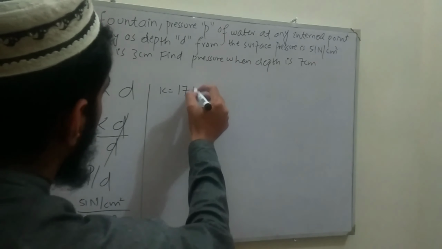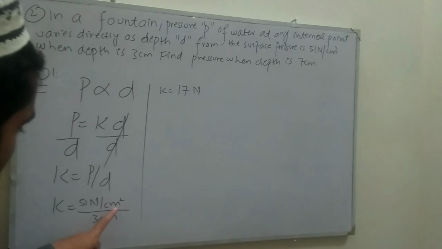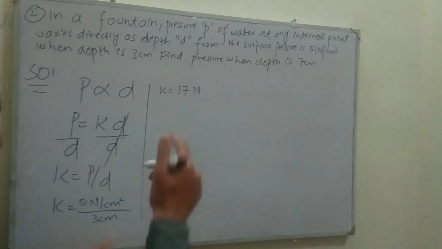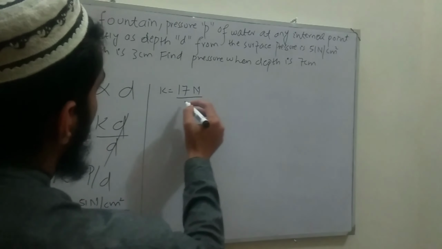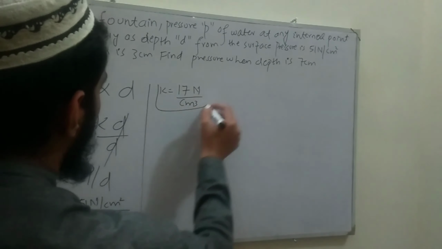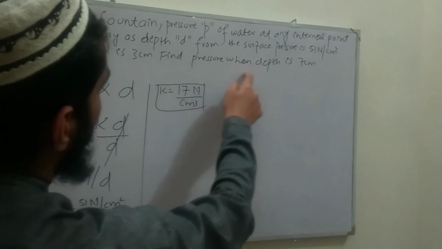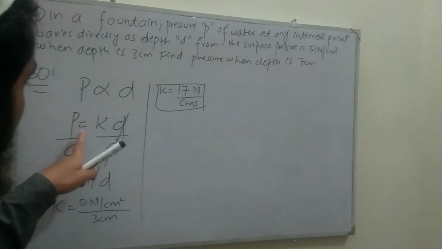And the unit will be Newton divided by centimeter square in division. So in division, this centimeter square we multiply with this centimeter, it gives us centimeter cube. So 17 Newton per centimeter cube. This is the constant. We are interested in the pressure. Find pressure when the depth is 7 cm using the same relation, P is equal to Kd.